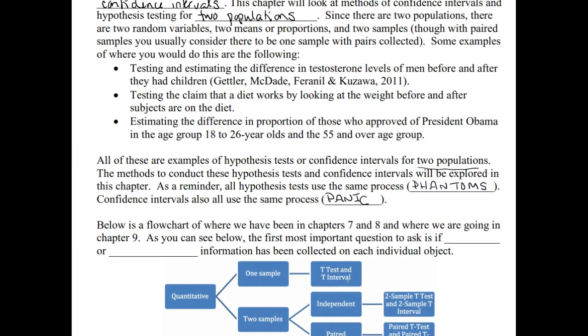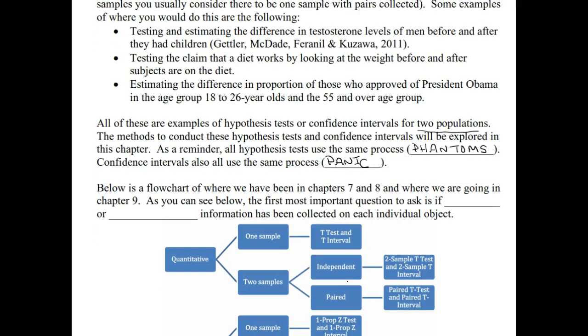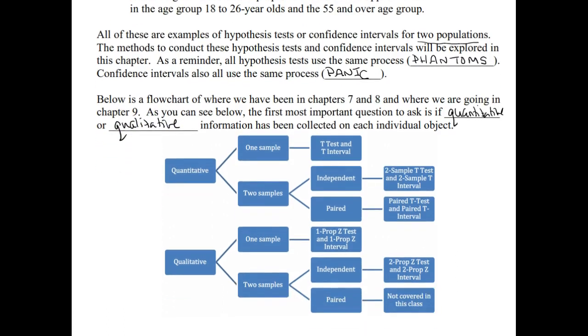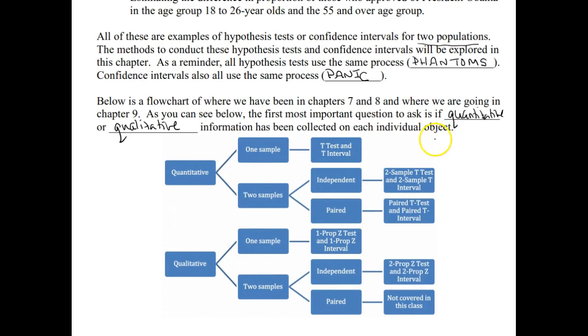All right, so below is a flowchart of where we have been in Chapters 7 and 8 and where we're going in Chapter 9. As you can see below, the first most important question to ask is if quantitative or qualitative information has been collected on each individual object. That's why in every homework set you have to identify the object, figure out what the variable is, and then classify it as quantitative or qualitative.